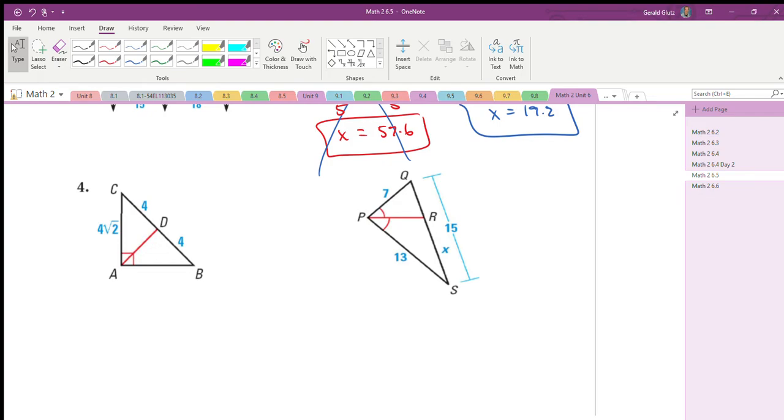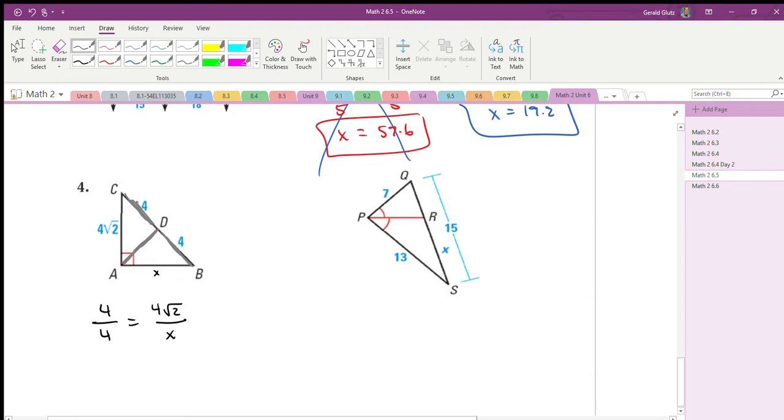All right, for number 4. So I have an angle of the triangle being cut right there. This CD is 4, DB is 4. So that means that this line is going directly in the middle of this segment and also directly in the middle of this angle, since this is 90 degrees. So that means I can set up a proportion. So 4 divided by 4, and let's call this side x, has to be equal to 4 root 2 divided by x.